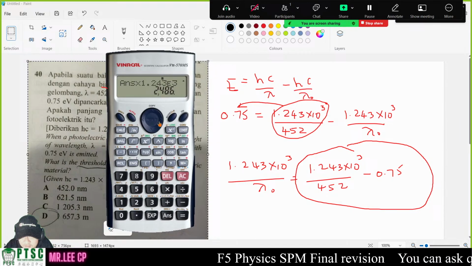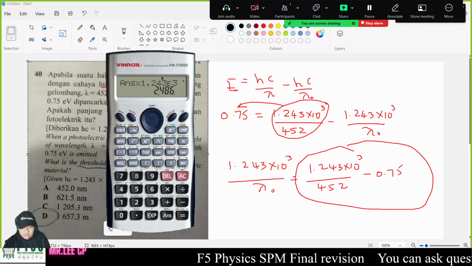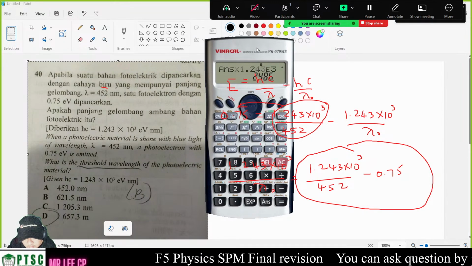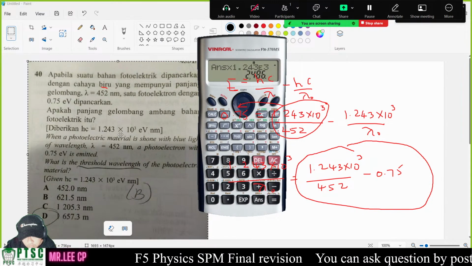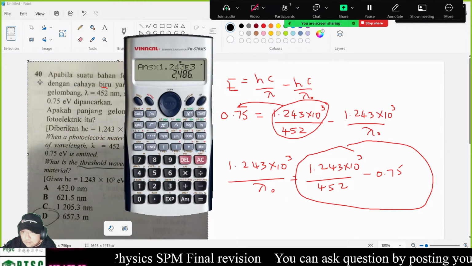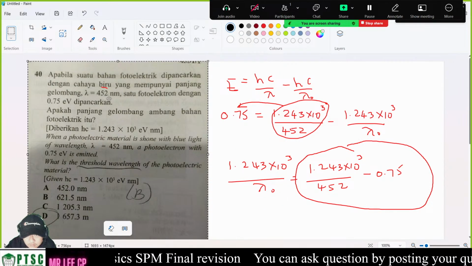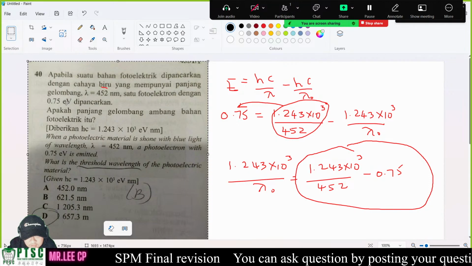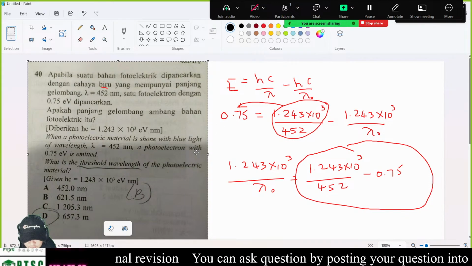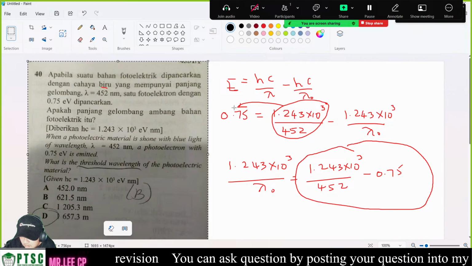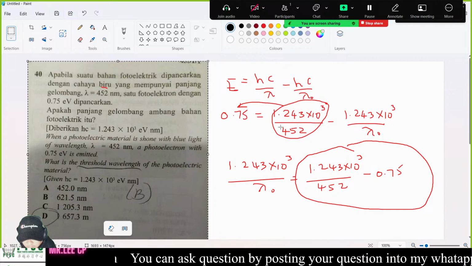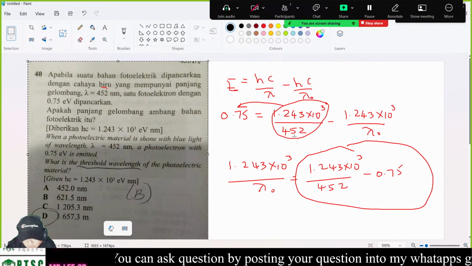2486. Don't have? Wait, one more time. 1.243, 1.243, correct? 0.75 here, correct? A photon, yeah. This one, 0.75. 1.243 times 10 to the power of 3 over 452, correct?